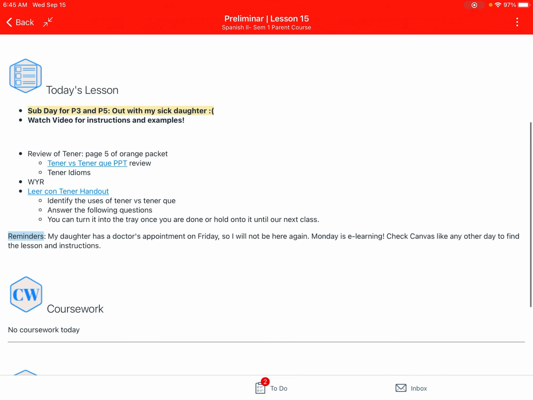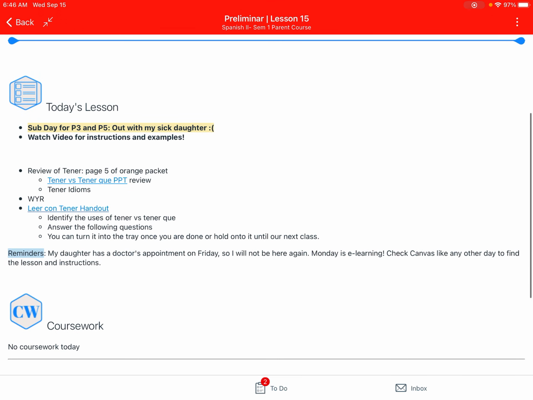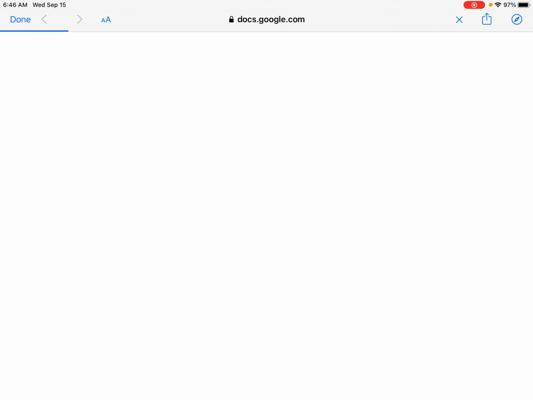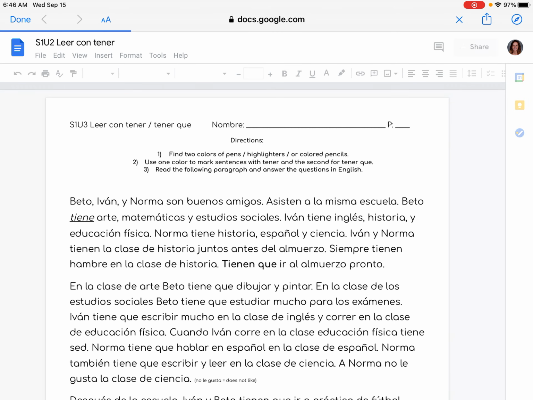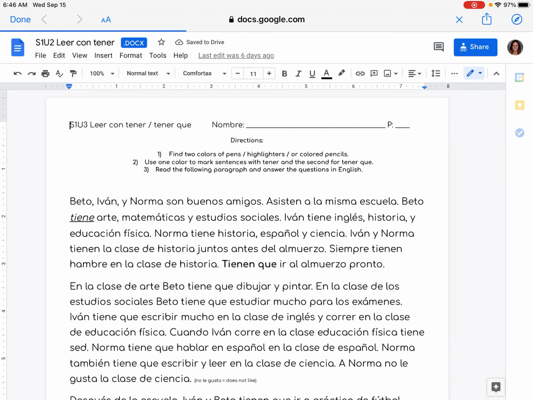The second thing that you have is your reading with tener handout, leer con tener. It says identify the uses of tener, tener que. Answer the following questions. If you're done, you can turn it into the tray, or you can just hold on to it. So this is actually the back side of the handout that I gave you on Monday when we started doing those stem changer reviews on the board. So this is the back side of that paper. So find your most recent paper. It's on the back side.